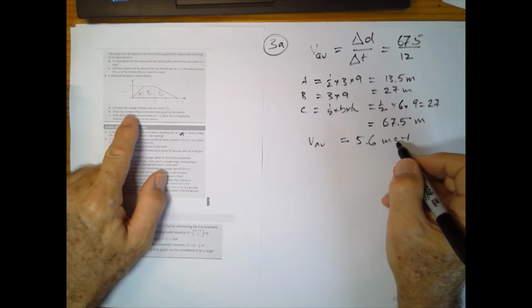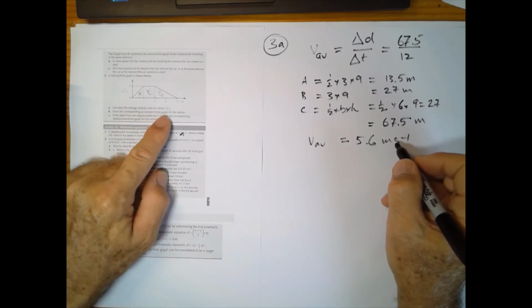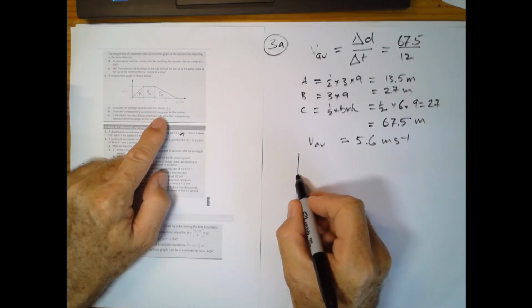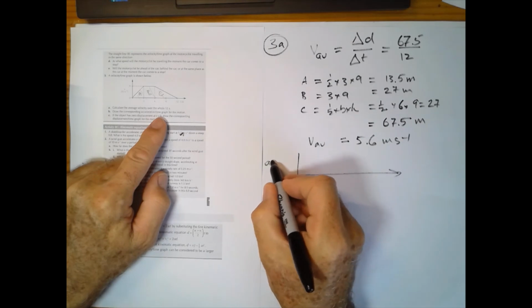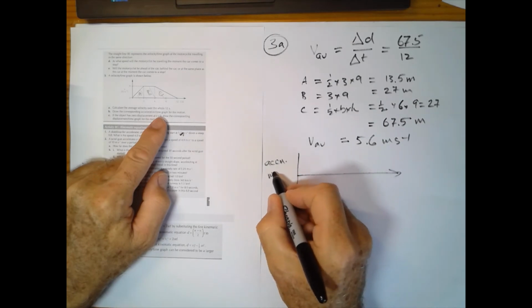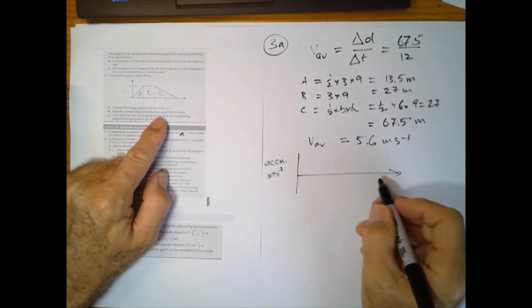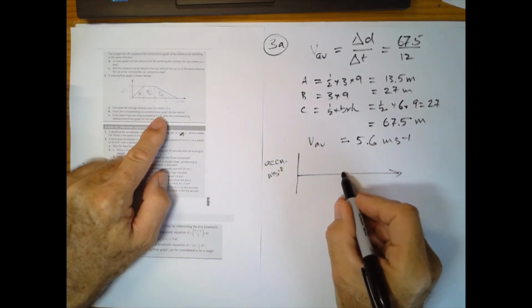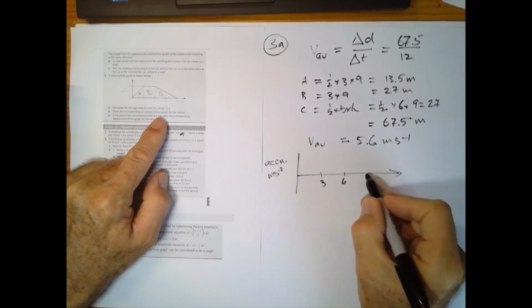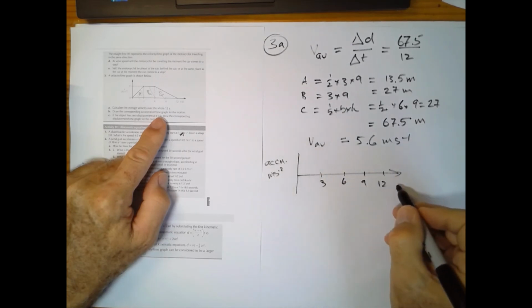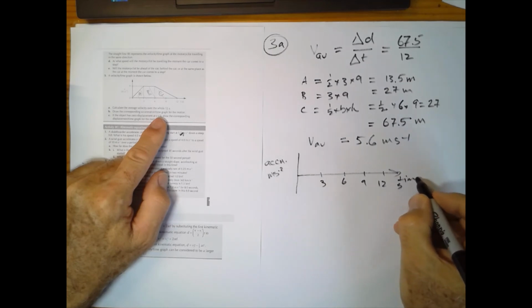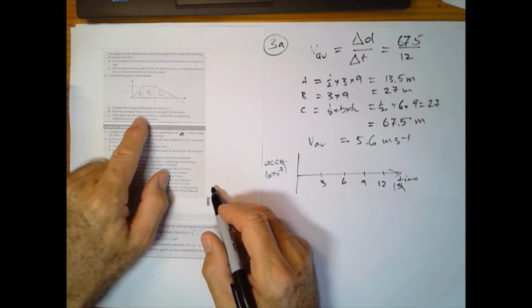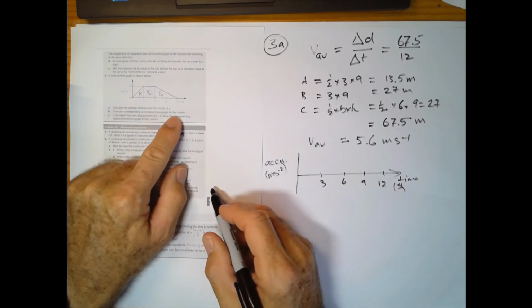Draw the corresponding acceleration time graph for the motion. Acceleration time graph. So now we have acceleration, that'll be in meters per second squared. It's going to be over the same time, 3, 6, 9, 12 seconds, time in seconds, acceleration in meters per second squared.